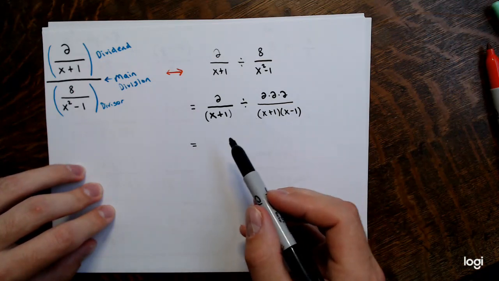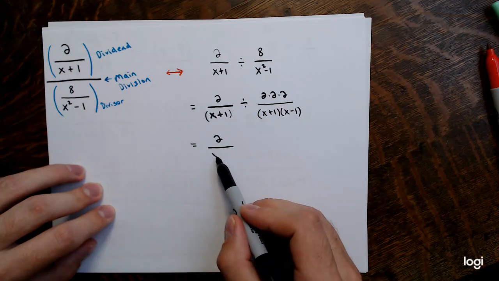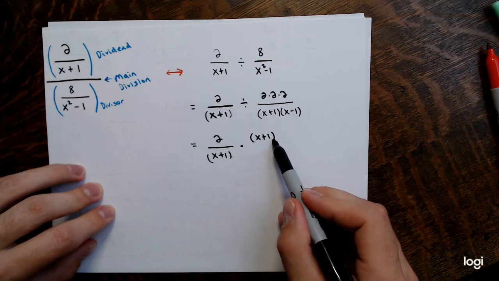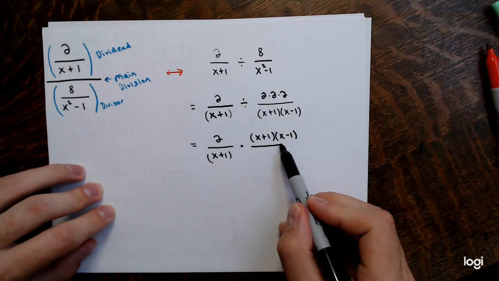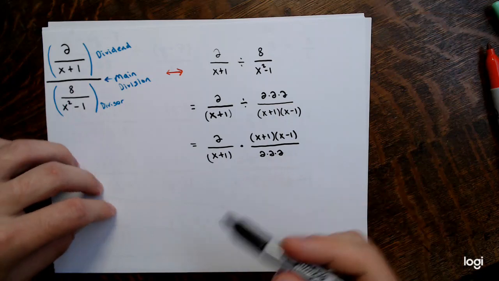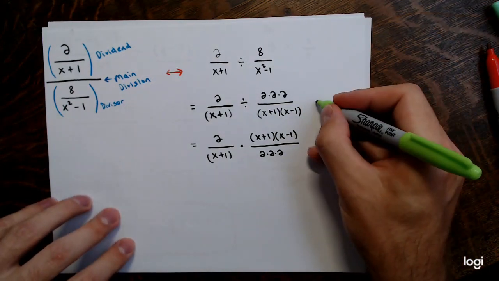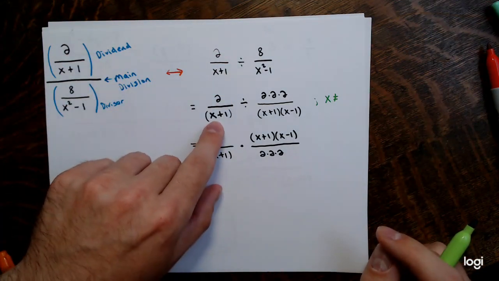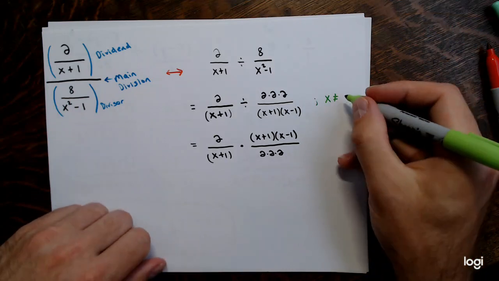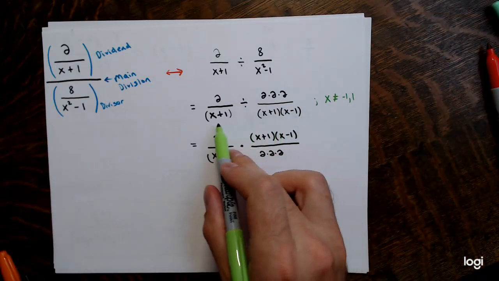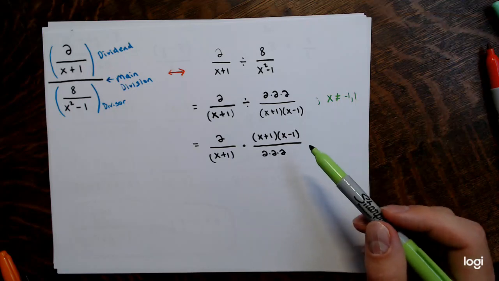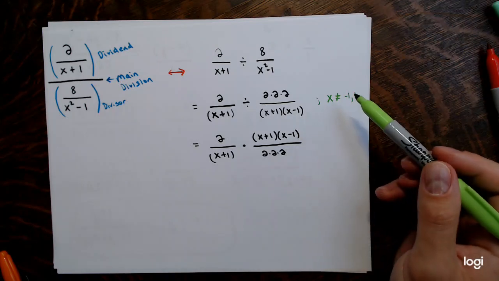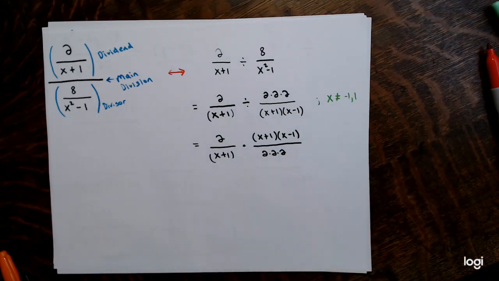And I'm going to rewrite it as a multiplication problem, right? 2 over x plus 1 times x plus 1 times x minus 1 divided by 2 times 2 times 2. Oops, and I forgot to state the values that x cannot be. As I work through this problem, I notice that x can't be -1 or +1, because that'll make me divide by 0, have denominators of 0. When I flip it over, the denominator of this fraction is just 8. That's never going to be 0, so I'm not adding to this list of numbers I can't plug in.